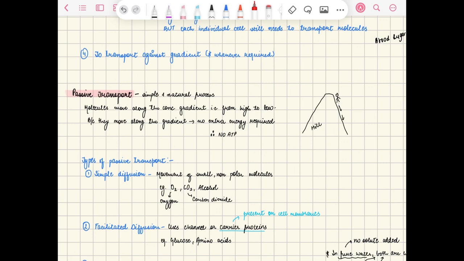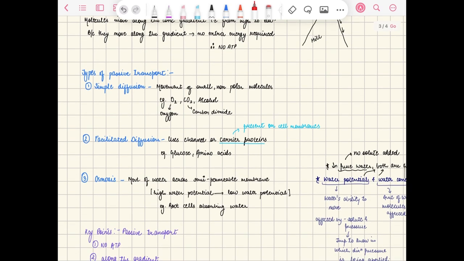It's easy, it's natural. In the same way, passive transport is a simple and natural process. Molecules move along the concentration gradient, that is from high to low. They don't have to put any energy into it, so no ATP is required. Now, what are the types of passive transport? Passive transport is of three types: simple diffusion, facilitated diffusion, and osmosis.